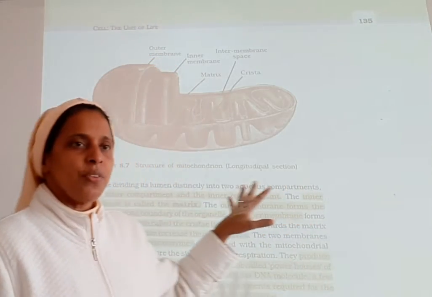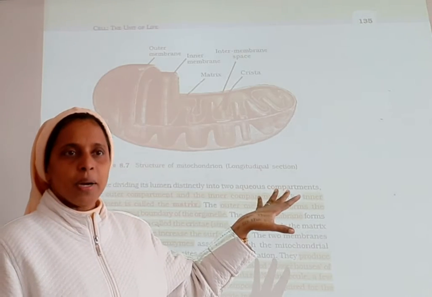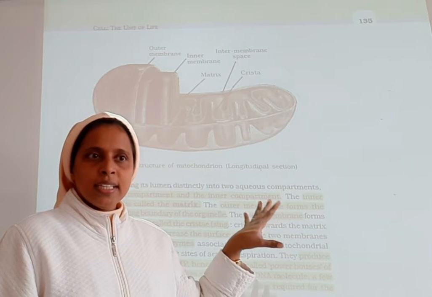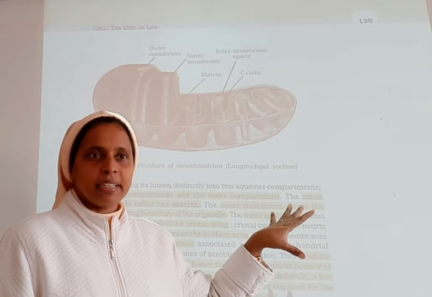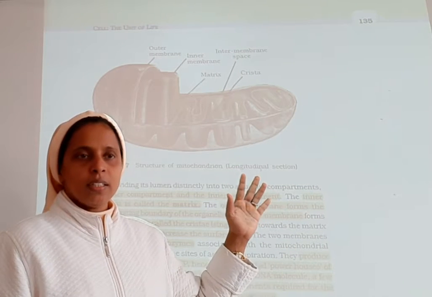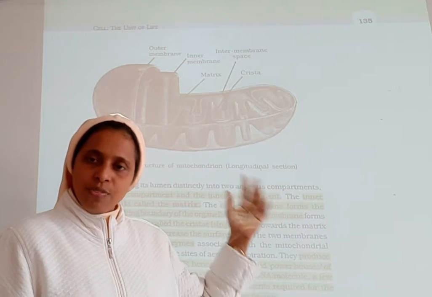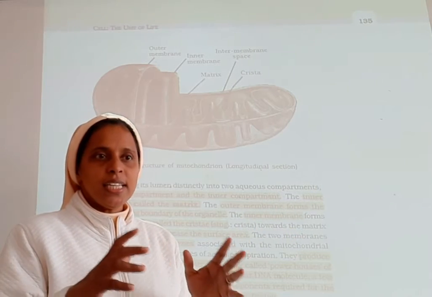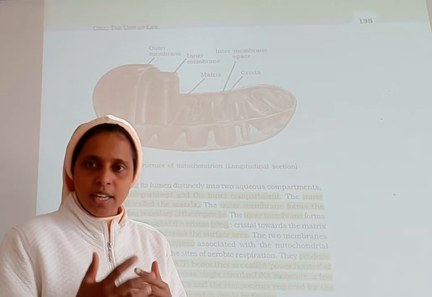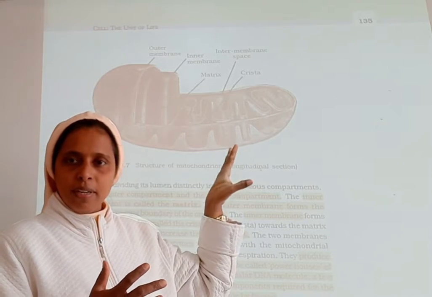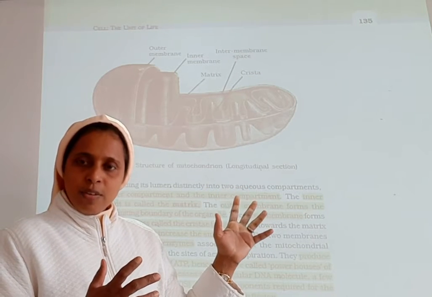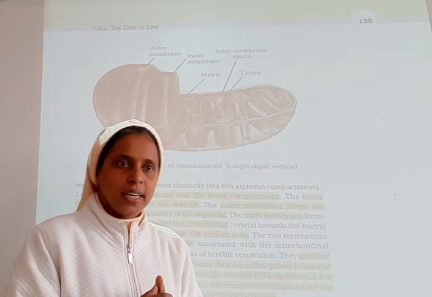You can see here it is divided into an outer compartment and an inner compartment. The inner compartment is called the matrix, and the inner membrane forms the cristae. What is the function of the cristae? They increase the surface area. Each of the membranes, the outer membrane as well as the inner membrane, possesses its own enzymes.